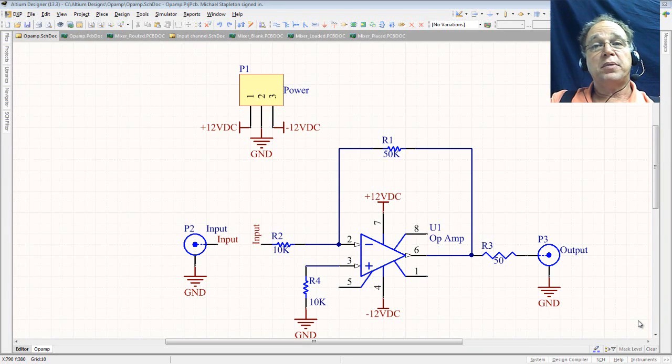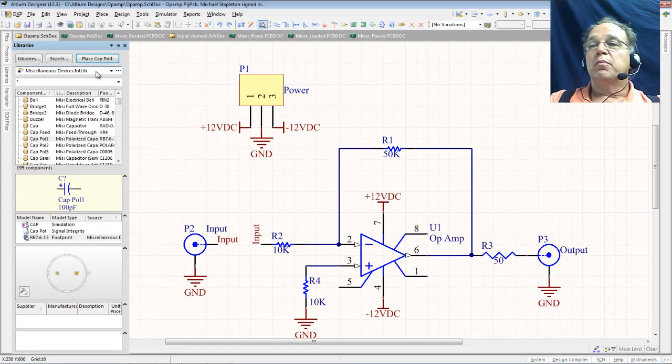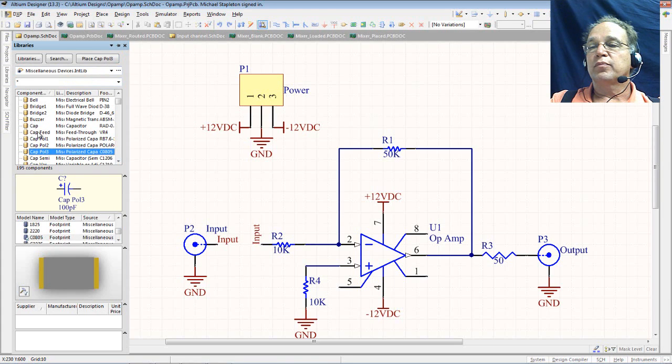Okay, let's talk about bypass capacitors. Bypass capacitors are probably a subject you haven't been taught or talked about a lot. We're going to place some capacitors on our board to help regulate our power supply and keep things clean. Let's go back to our libraries, back to miscellaneous devices, and when we get there we'll see we have several different types of capacitors available here. All different types.